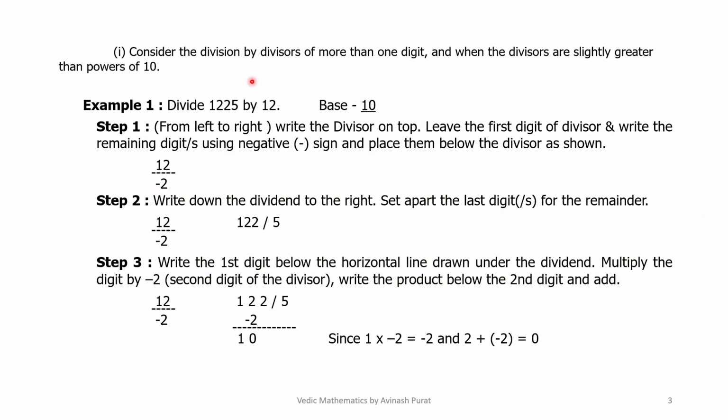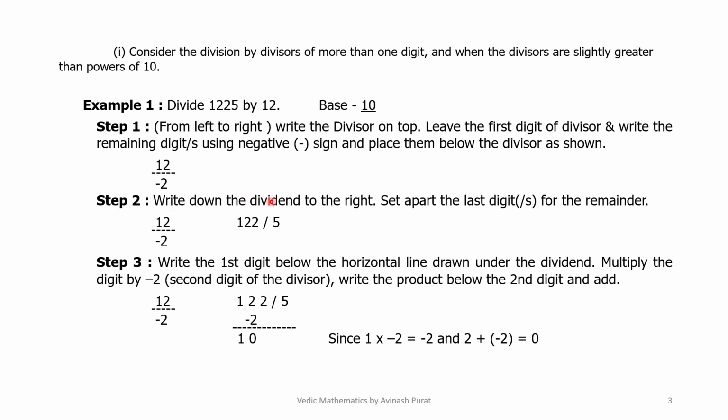Consider the division by divisors of more than one digit, when the divisors are slightly greater than powers of 10. Example 1. Divide 1225 by 12. Base is 10. Step 1, from left to right: write the divisor on top. Leave the first digit of the divisor and write the remaining digits using negative sign and place them below the divisor as shown. So 12 is the divisor, and minus 2 is taken down.